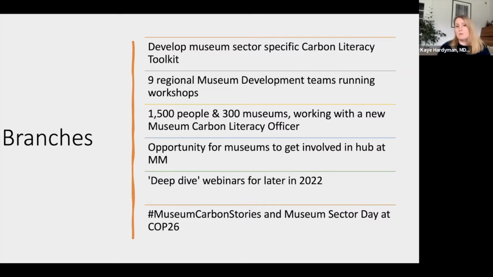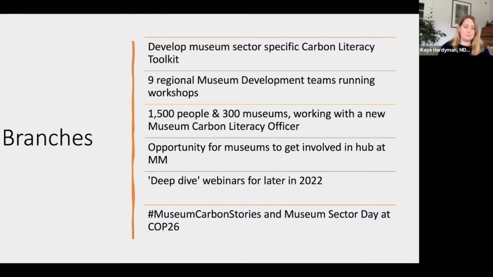We'll also be promoting opportunities for museums to get involved in the environmental hub at Manchester Museum over the coming months. And one of the next phases for us, once the carbon literacy training is up and running across England, we will be researching and developing deep dive webinars for later in 2022 that will be accessible for museums as well through Museum Development Programme.